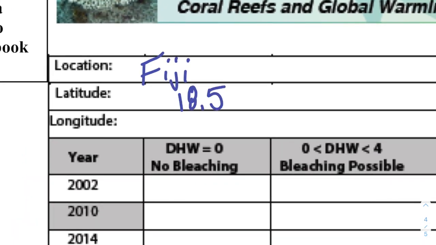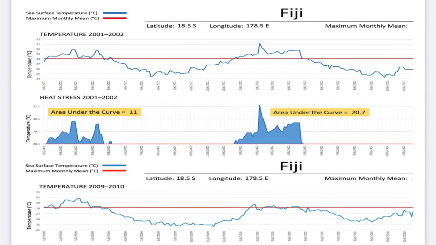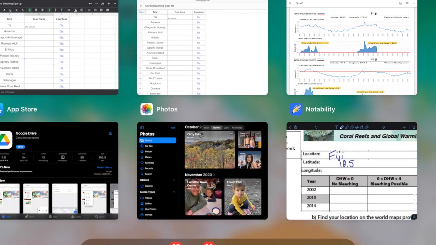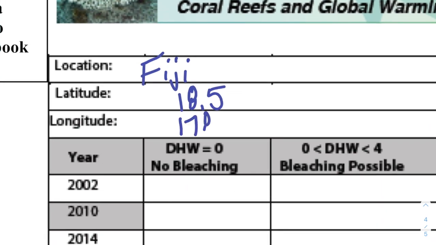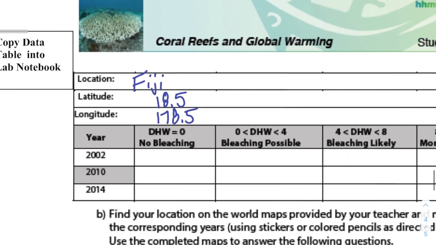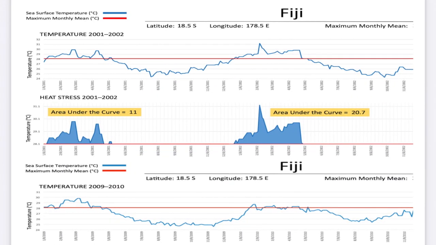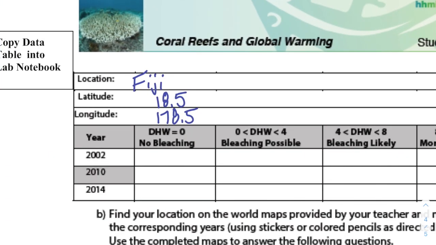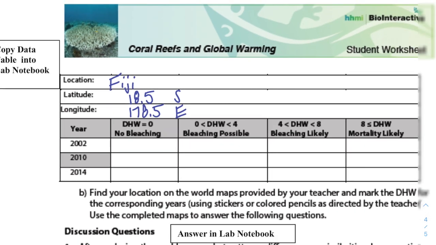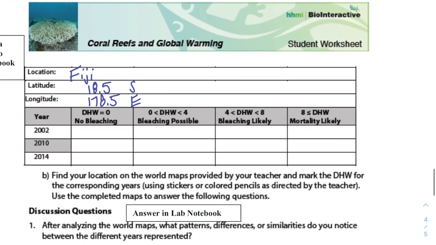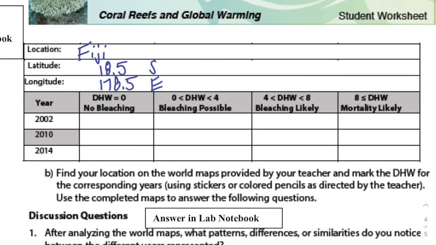18.5 and what did I already forget? 18.5 and 175, so 178.5. That's important. And sorry, I didn't even put the directions on there. Geez, south and then east. So south and then east. This is important because we're going to find the location on the map later. And so what we're going to do is we're going to mark.